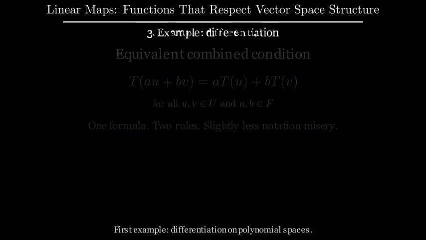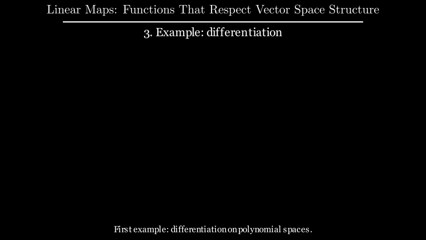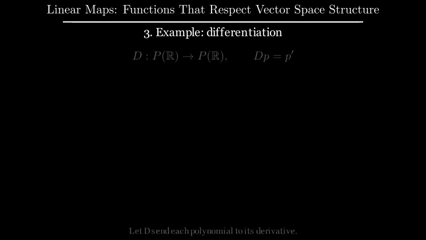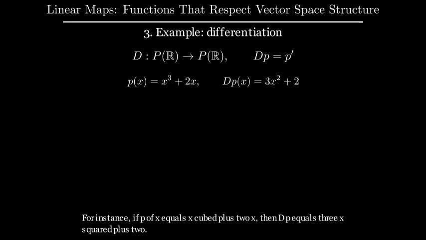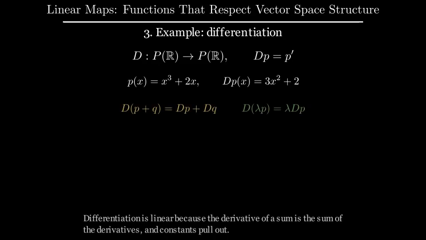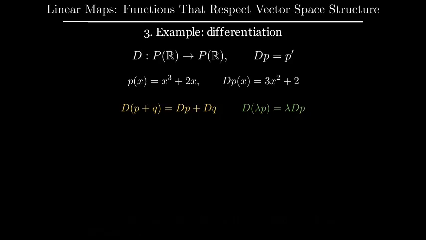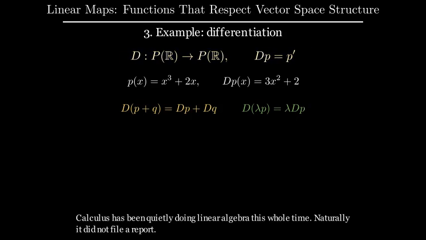First example, differentiation on polynomial spaces. Let D send each polynomial to its derivative. For instance, if p of x equals x cubed plus 2x, then Dp equals 3x squared plus 2. Differentiation is linear because the derivative of a sum is the sum of the derivatives. And constants pull out. Calculus has been quietly doing linear algebra this whole time. Naturally, it did not file a report.